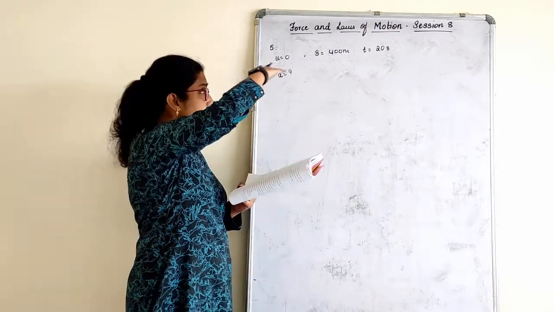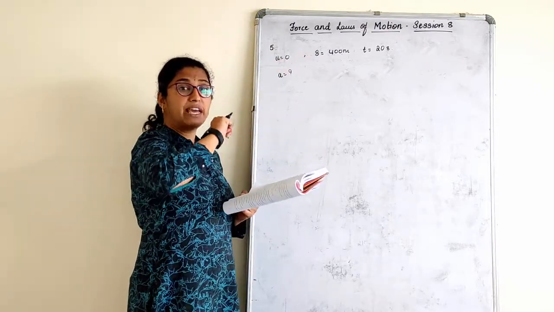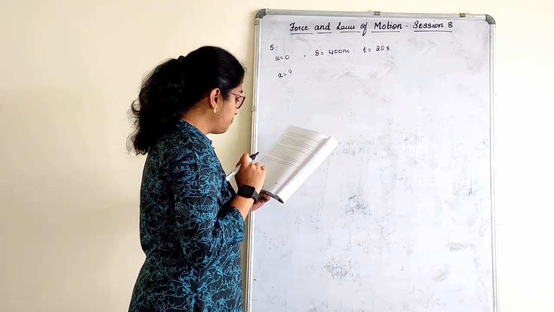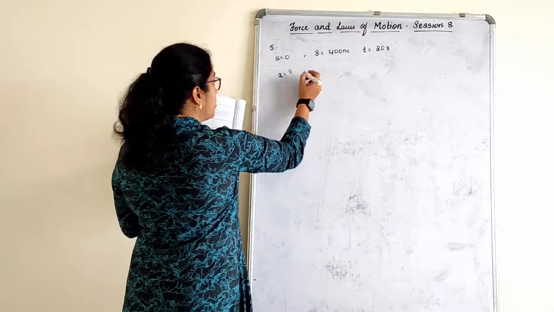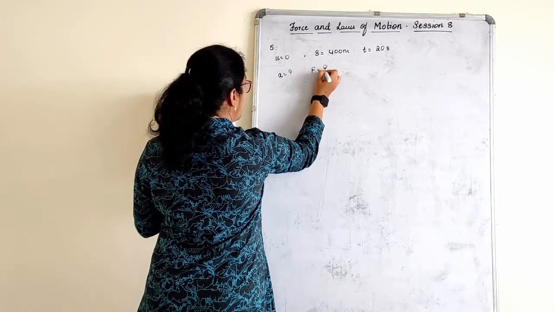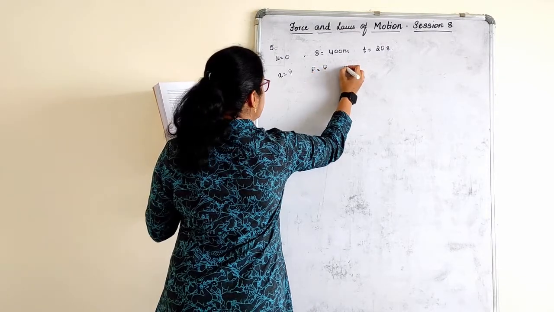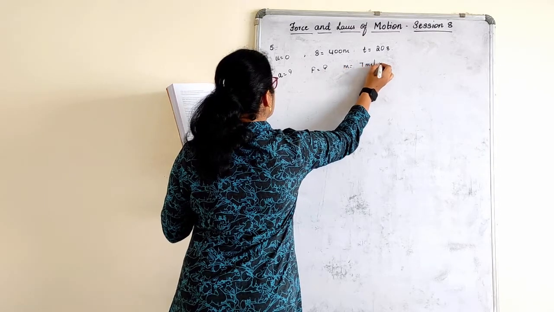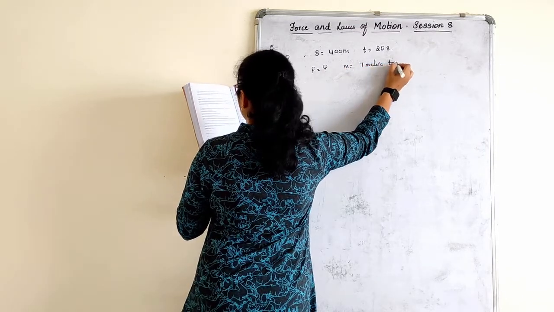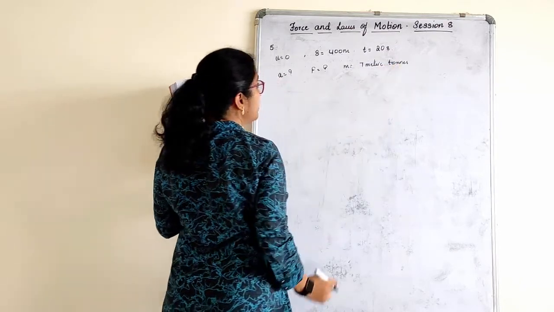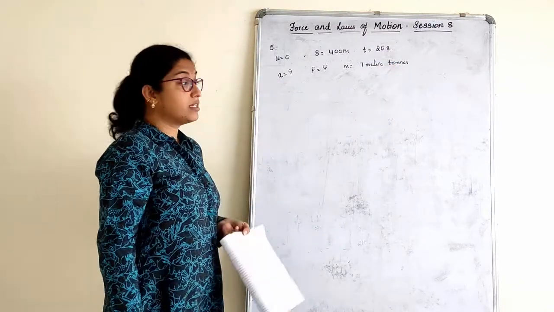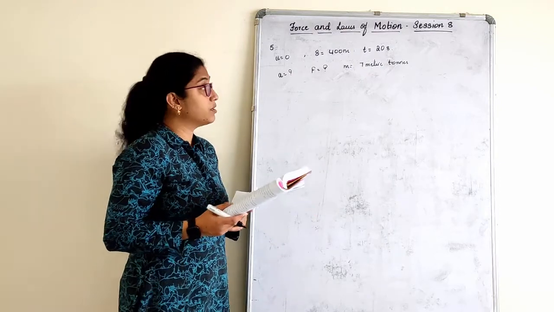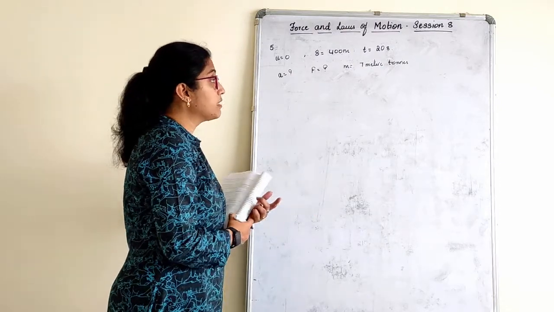What is given we have just written down, and what we have to find: find its acceleration, and find the force acting on it if its mass is 7 metric tons. So we have been given it in terms of tons. What is 1 ton equal to, that we have to know. 1 metric ton is equal to 1000 kg.